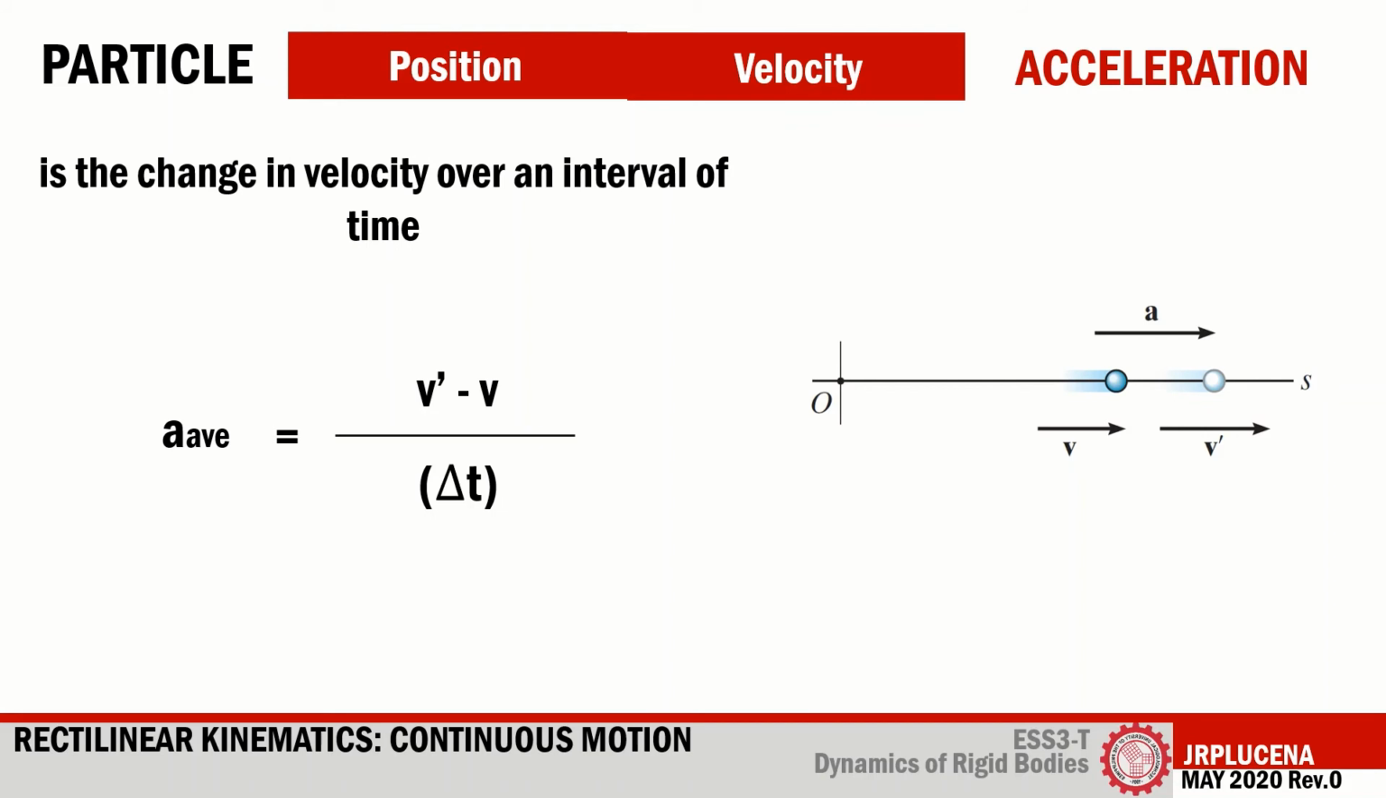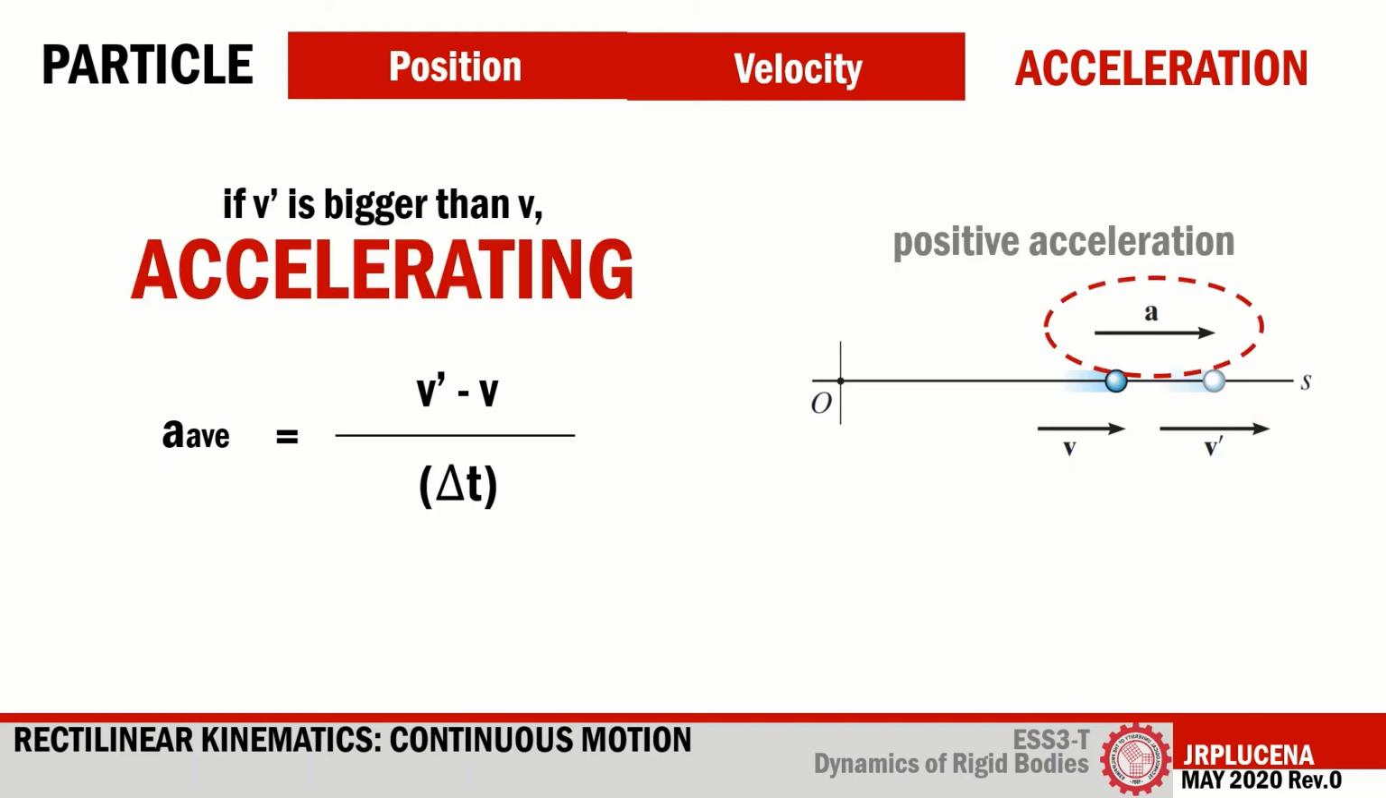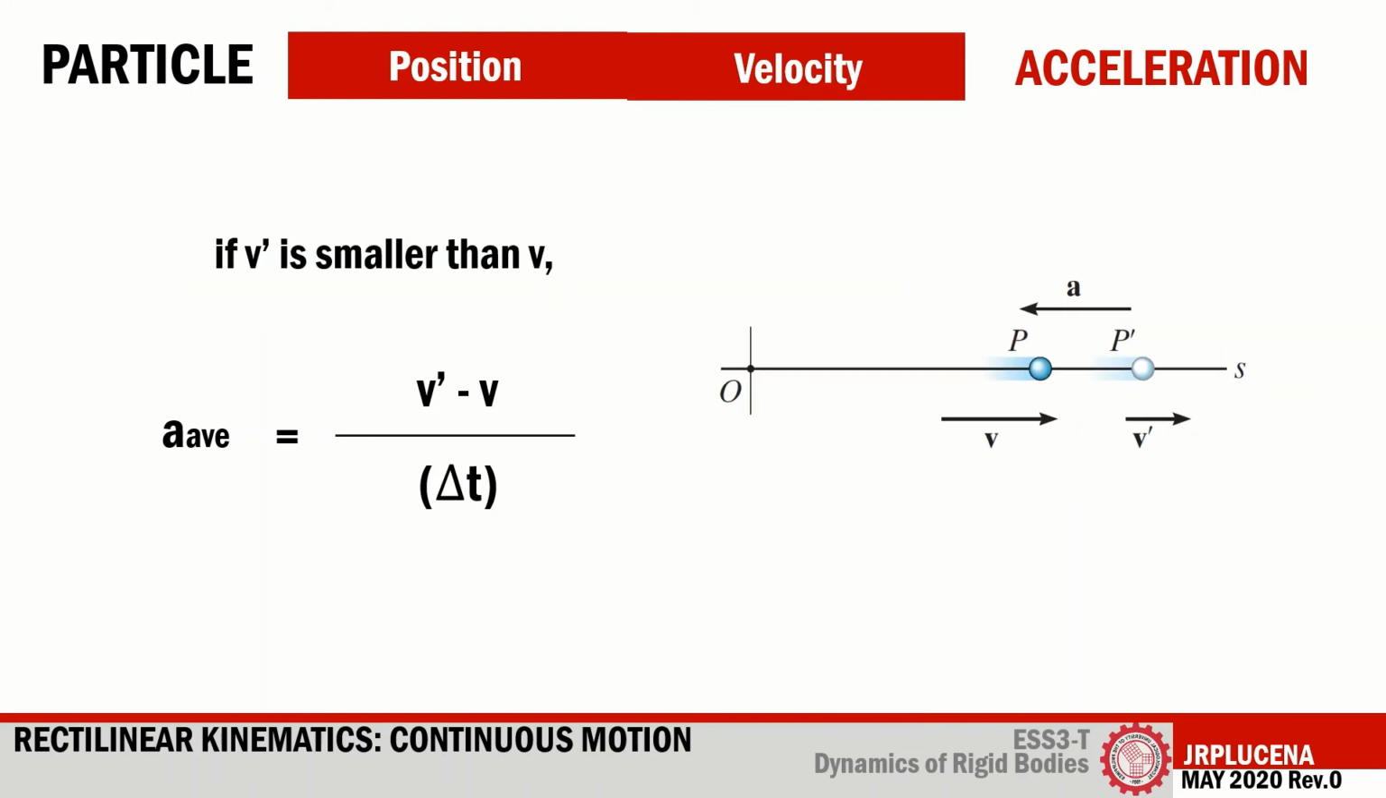So we can have now the average acceleration equals v prime minus v, or the change in velocity, over delta time. If v prime is bigger, for example, if your v is 30 kilometers per hour and your v prime is 50 kilometers per hour, therefore we can say that v prime is bigger than v. Therefore, we can say that the object is accelerating, or we have a positive acceleration because it gains velocity. If it gains velocity, v prime is bigger than v. But what if v prime is smaller than v?